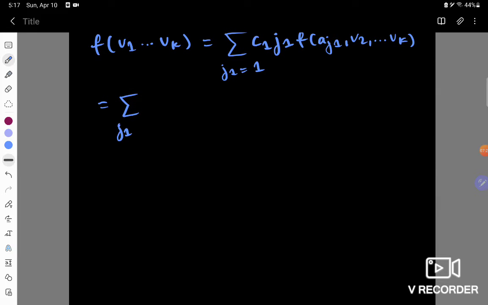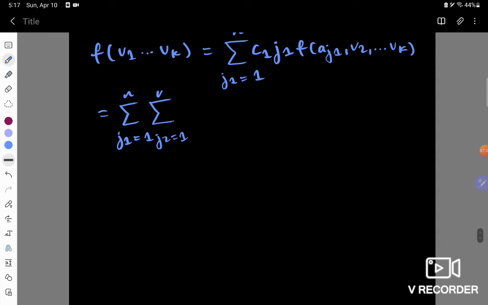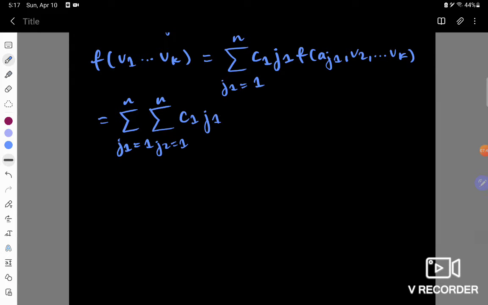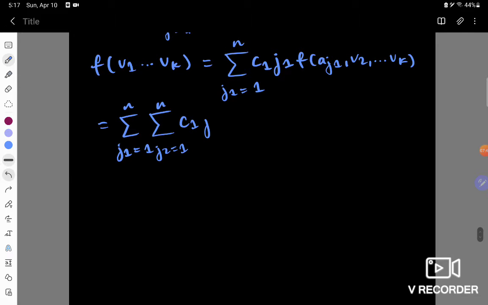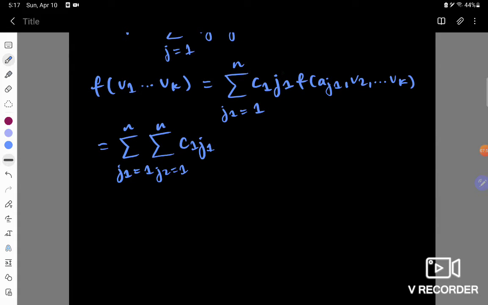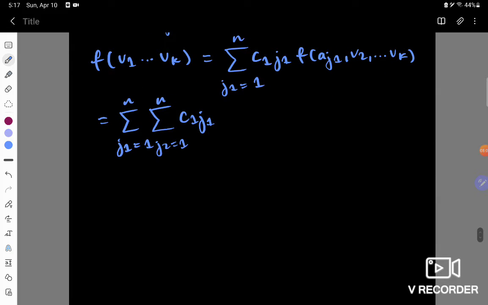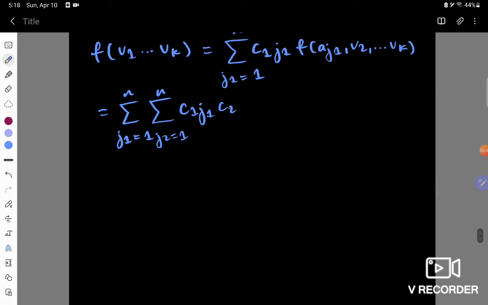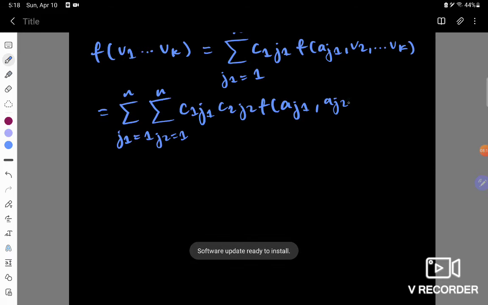we can write this as a double sum for j1 and j2, j2 equals 1 through n of c_1,j1, c_2,j2, because this is the j equals 1 case for v1, and then 2 and j2 for that case, times f of a sub j1, a sub j2, v3, onwards to vk.